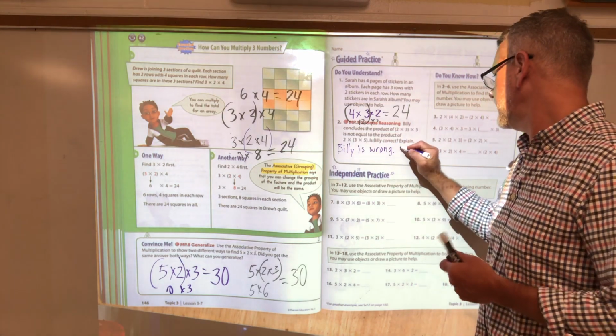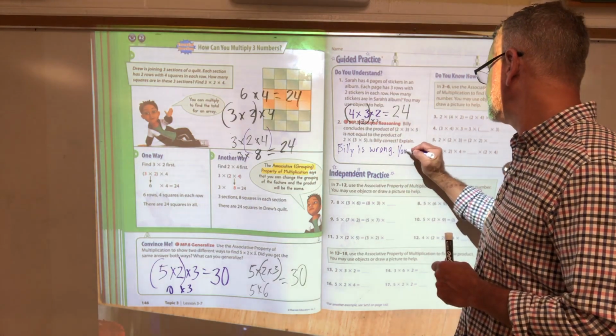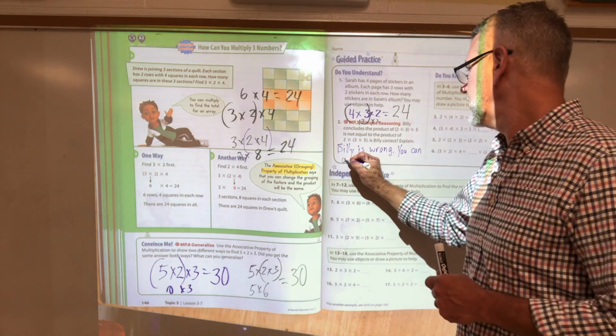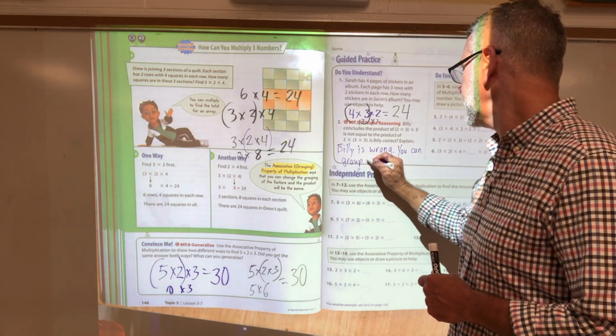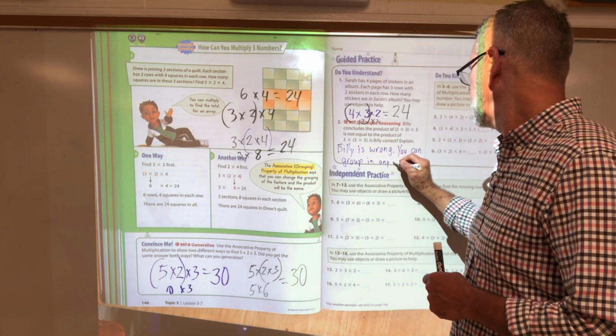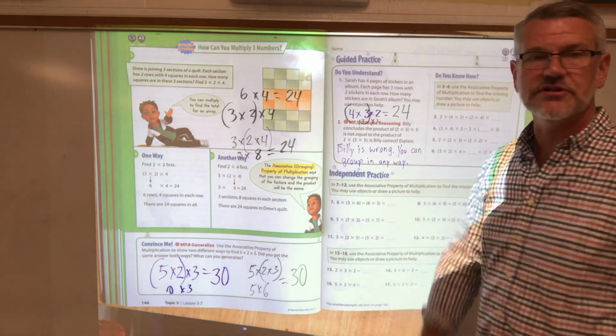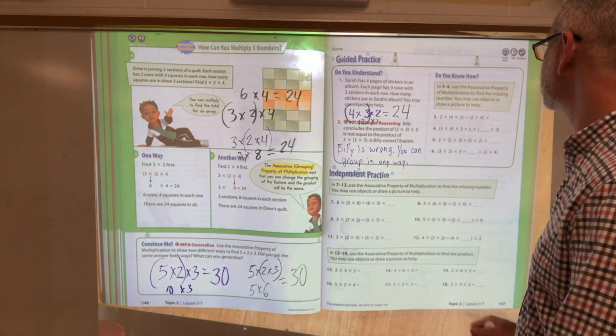Why is Billy wrong? You can group in any way and you get the same answer. That's what the associative property says.